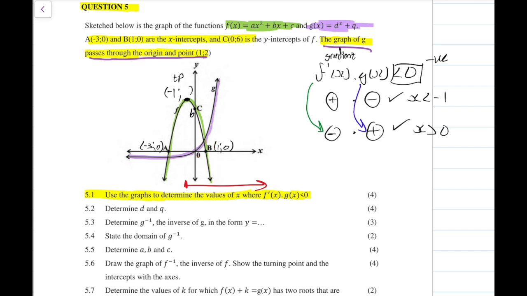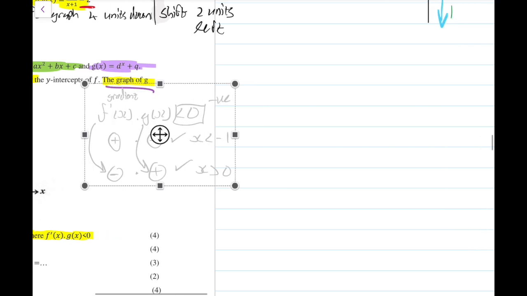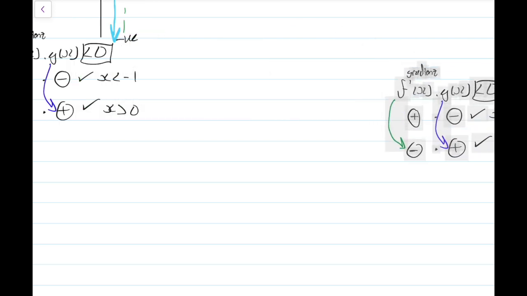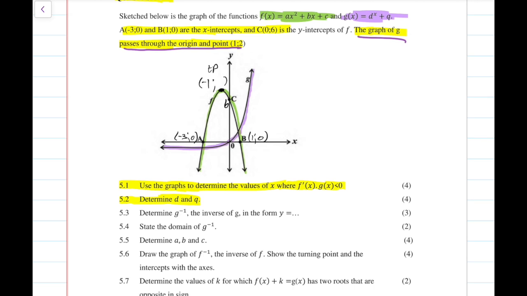Okay, I kind of enjoyed how they've asked that. That's really nice. Now I'm guessing they're going to ask us to go and calculate all of these values. So it says determine d and q. Okay, so let's put all of this here on the other side. For us to sort out d and q, we now just need to sub in values. So first up, we know the following: it goes through the origin and those points there.